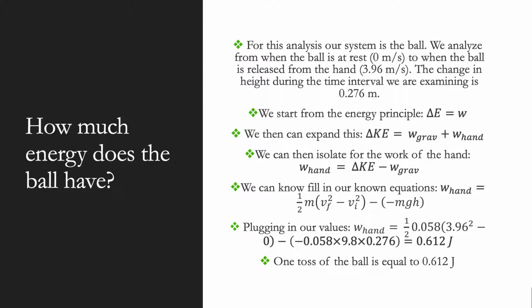We started with the energy principle and expanded this equation, where kinetic energy is equal to the work due to gravity plus the work by the hand. I then isolated the work of the hand and filled in our known equations to find that the work done by the hand is 0.612 joules, and that one toss of the ball is equal to 0.612 joules.